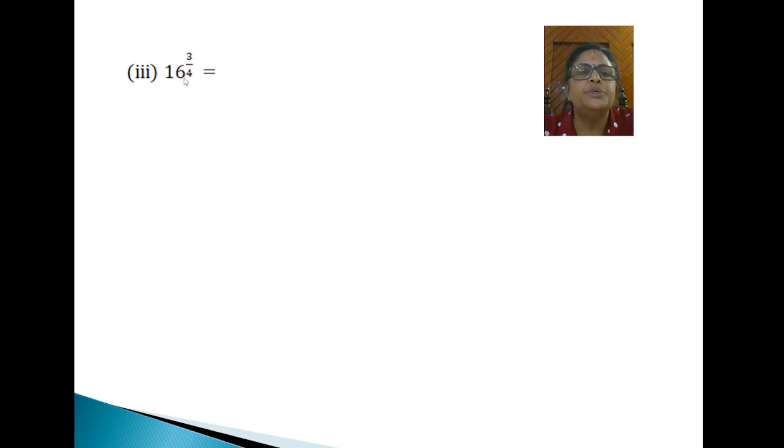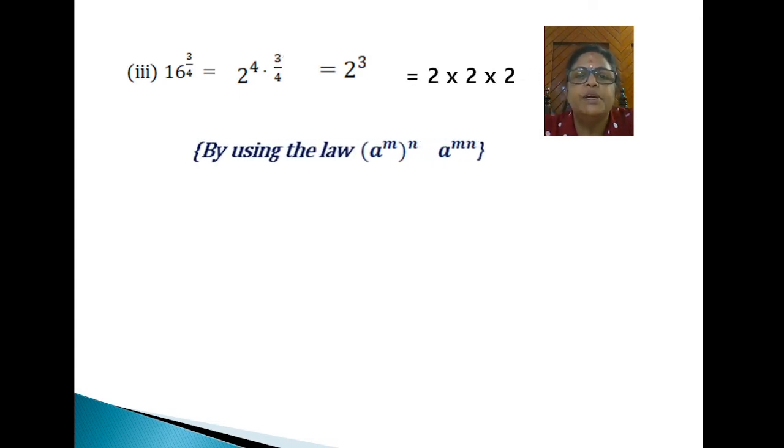Now next one, 16 raised to 3 by 4. 16 is 2 into 2 into 2 into 2. That means 2 raised to 4, the whole raised to 3 by 4. 2 raised to 4 into 3 by 4. 4 and 4 cancel. You will get 2 raised to 3. That is 8. 2 into 2 into 2 is 8. By using the law, a raised to m, the whole raised to n is equal to a raised to m into n.